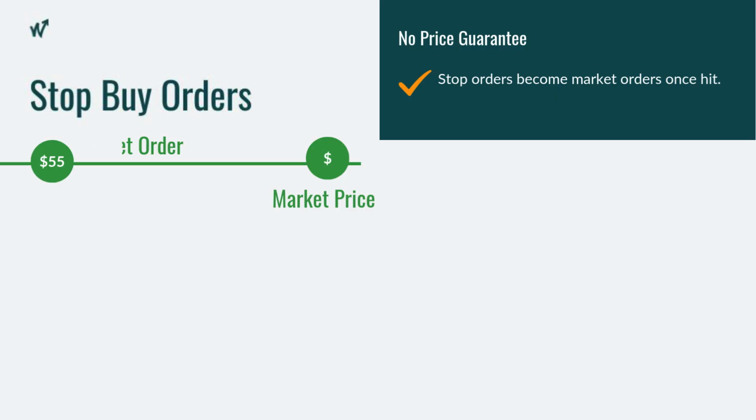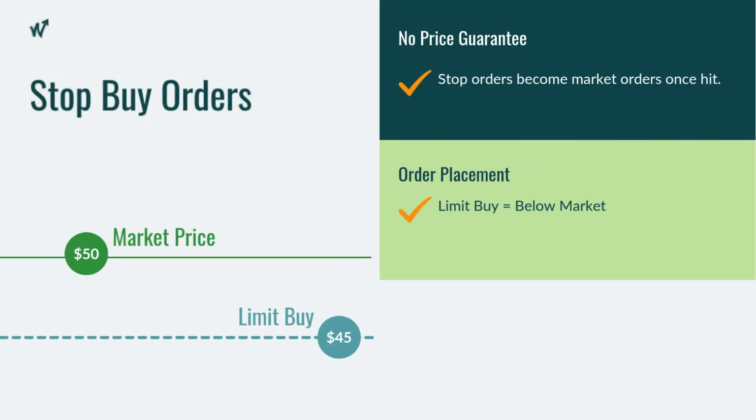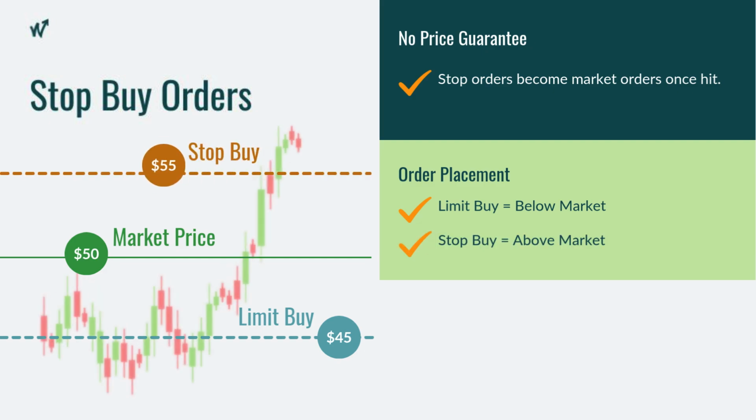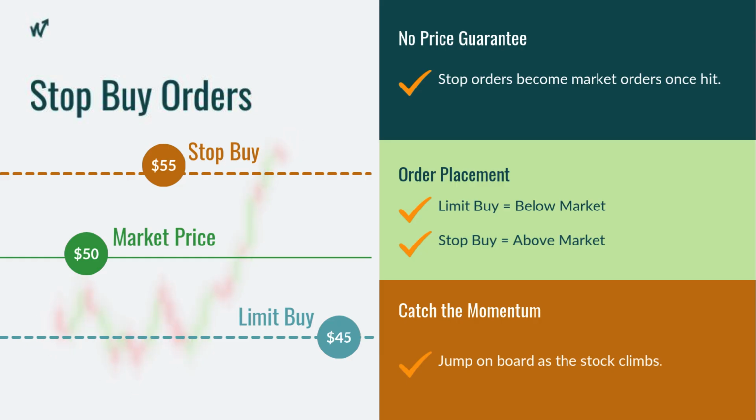happens immediately. While you usually set a limit buy below the current price to get a deal, you set a stop buy above it. Use this when you think a stock is about to start a fast climb and you want to jump on board as soon as it moves.